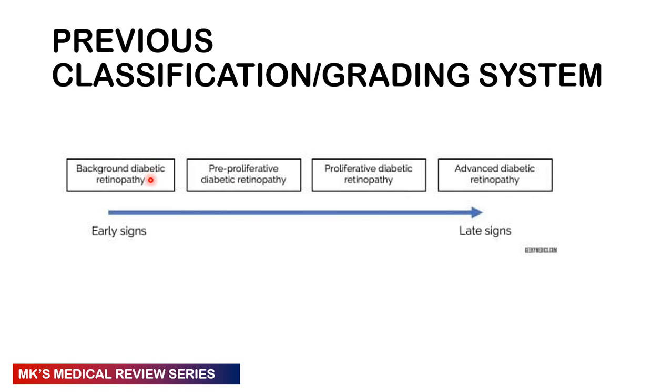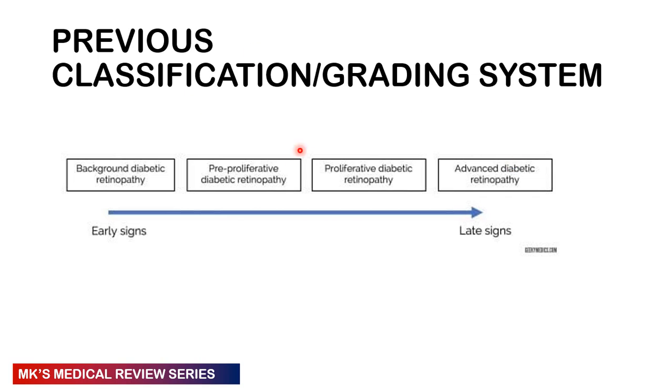So the previous classification divided these 2 stages, but the newer classification combines these 2 stages, and then you pretty much talk about the non-proliferative diabetic retinopathy. Then you have the proliferative diabetic retinopathy and the advanced diabetic retinopathy. So they're just two groups now in the newer classification. I will point to it later on.